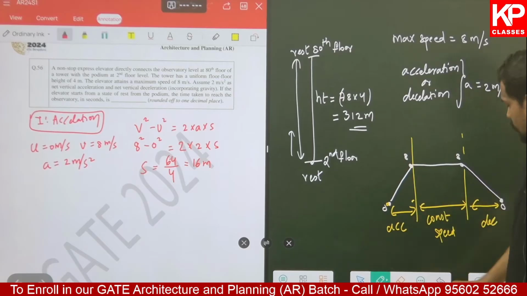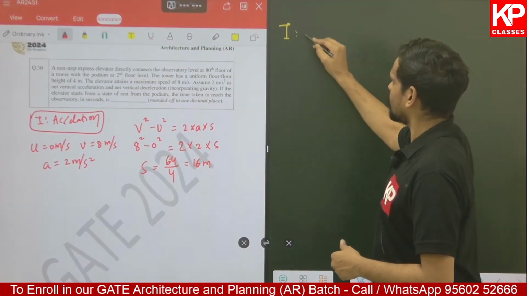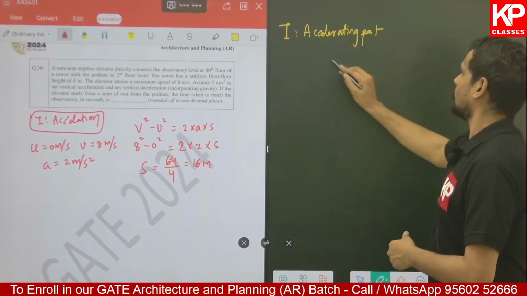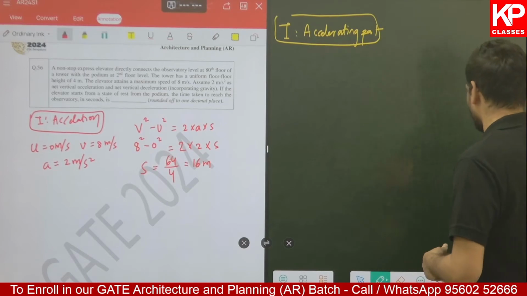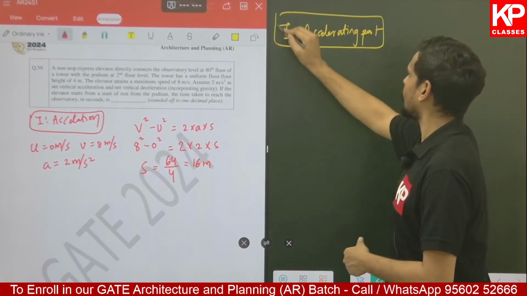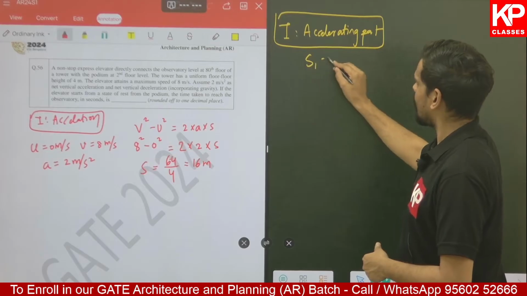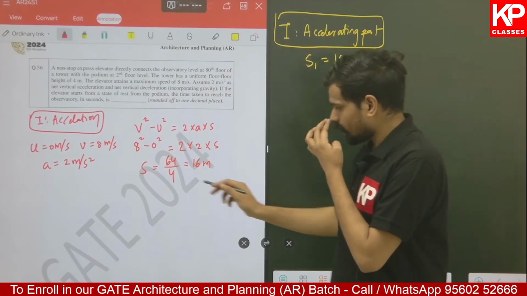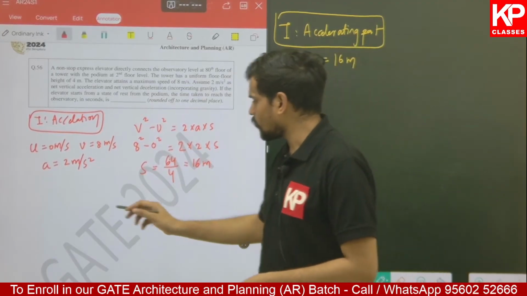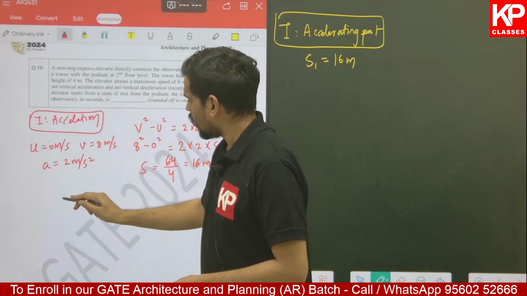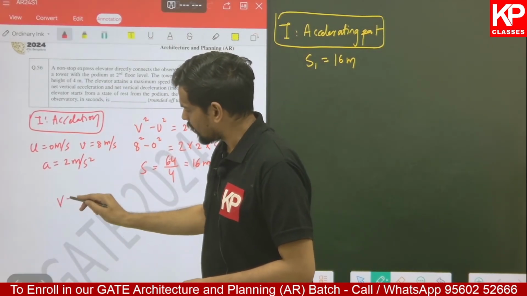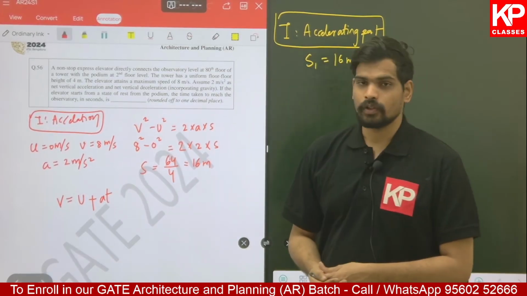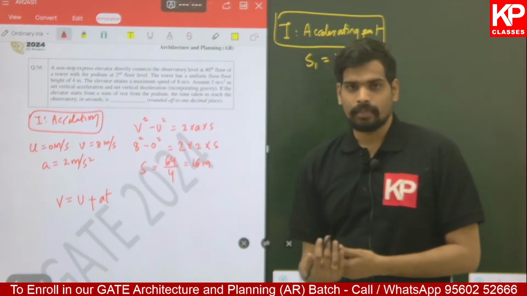So for the first part, the accelerating part, we have solved and observed that the distance traveled, let me mark it as S1, is 16 meters. And what is the time it has taken in this particular part? For that you need to apply a second equation of motion, v is equal to u plus at, final velocity is equal to u plus acceleration into time taken. If I apply this, you can also apply the third equation of motion.